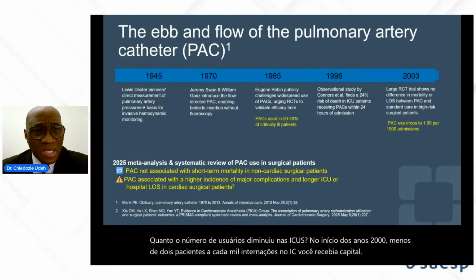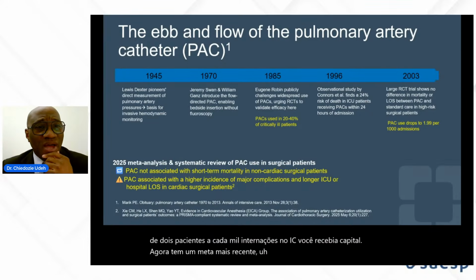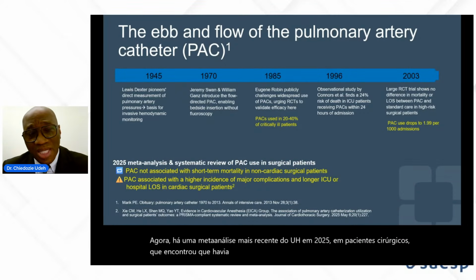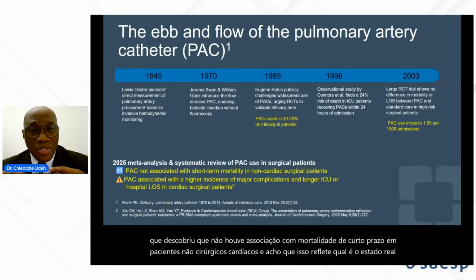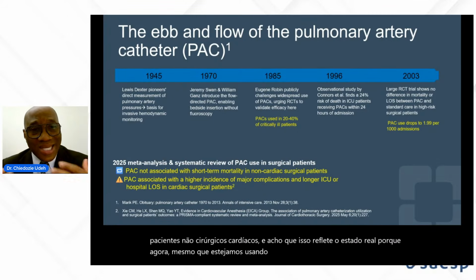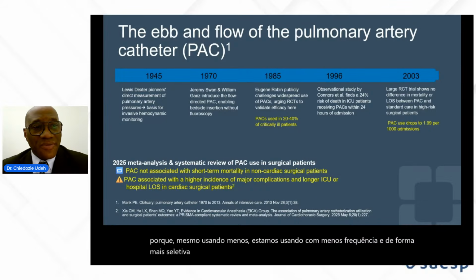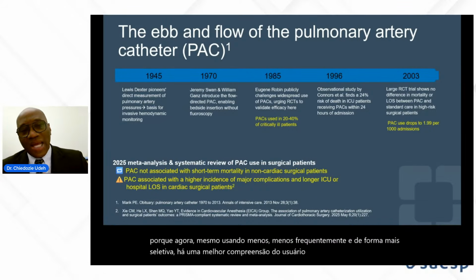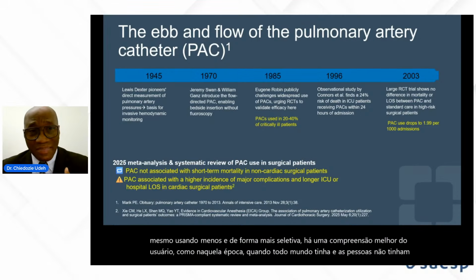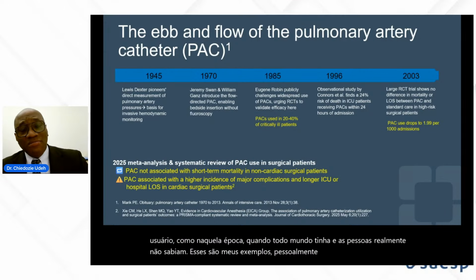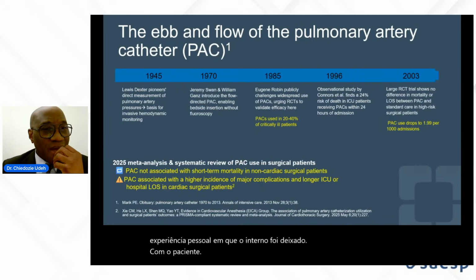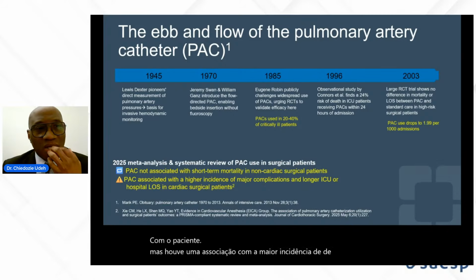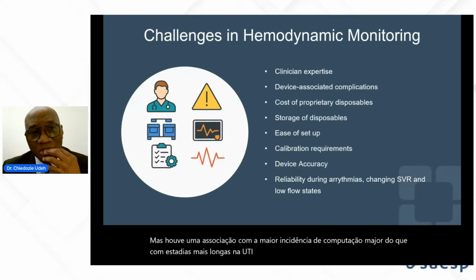Now, there's a more recent meta-analysis in 2025 in surgical patients that found no association with short-term mortality in non-cardiac surgical patients. And I think this reflects the true state, because even though we're using it less frequently and more selectively, there's better understanding of the use of it, right? Unlike back then when everybody got it and folks didn't really know. Again, using my personal experience where the intern was left to deal with the patient. But there was an association with a high incidence of major complications and longer ICU stays in cardiac surgery patients.